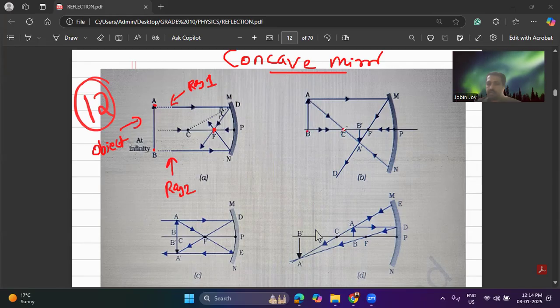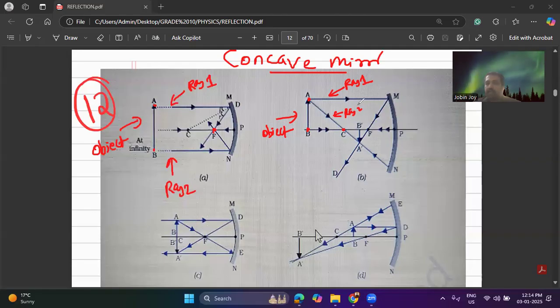Then coming to the second case, if the object is not at infinity, it's just beyond C. Beyond C means center of curvature. Again, this is the object, and A is the top point of the object, and B is the bottom point of the object. I'm considering two light rays from point A. This is ray 1, which is parallel to the principal axis, and ray 2 is passing through the center of curvature.